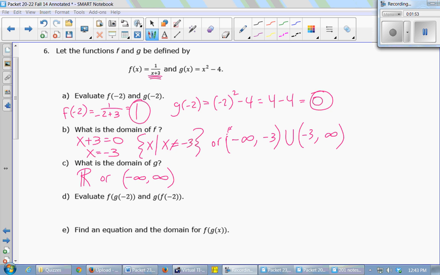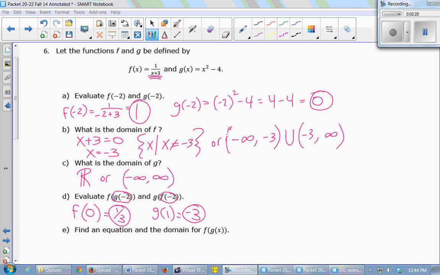All right, so now I want to do a couple of compositions. f of g of negative 2. Well, g of negative 2 I can replace with the value that it equals. We calculated it earlier to be 0. So I want to calculate f of 0, which is 1/3. And then g of f of negative 2, I can replace f of negative 2 with 1. So I'm calculating g of 1, which is 1 squared minus 4, which is negative 3.